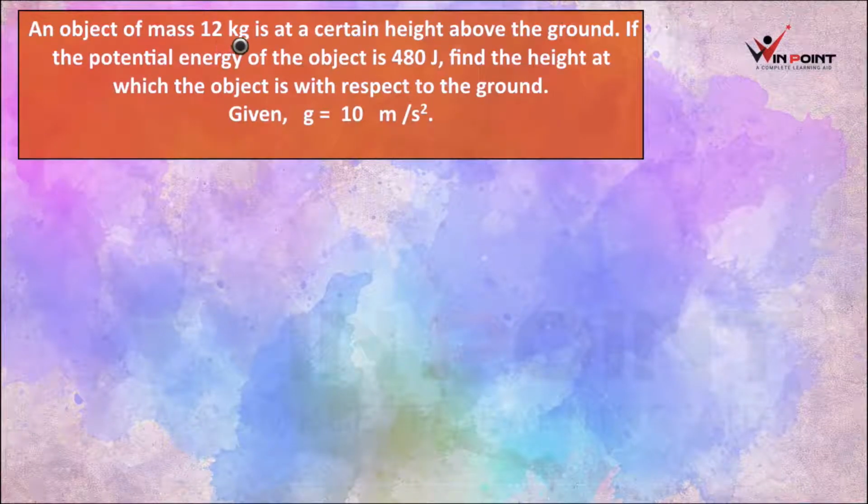An object of mass 12 kg is at a certain height above the ground. If the potential energy of the object is 480 joule, find the height at which the object is with respect to the ground, given g equal to 10 meter per second square.